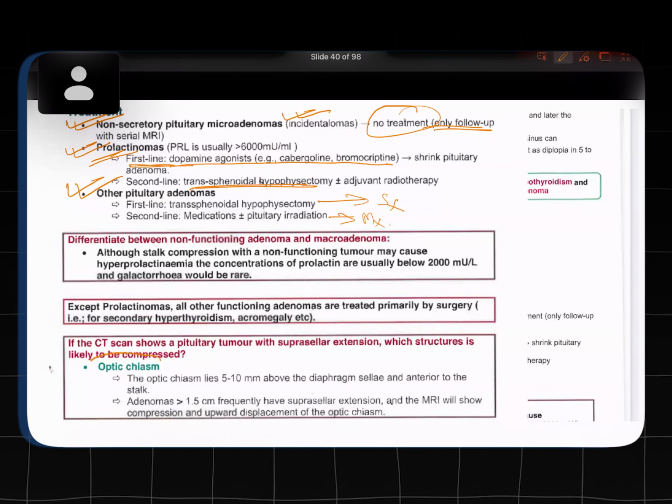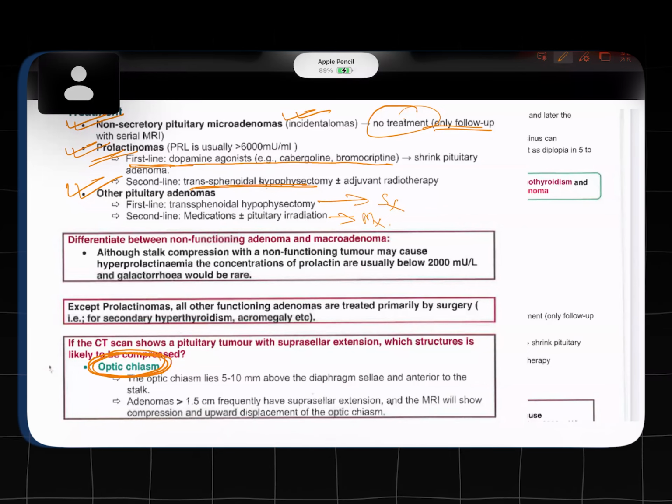And we have discussed that the optic chiasma is the part which gets compressed, resulting in less TSH action and less other hormone actions.